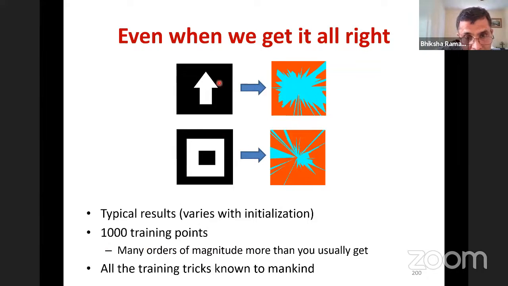Then I randomly sample 1,000 training points from here and 1,000 training points from here. I use every single training trick known to mankind and try to learn the parameters of the network. What decision boundary does it learn? You see these 2 figures to the right? That's the junk it learned.